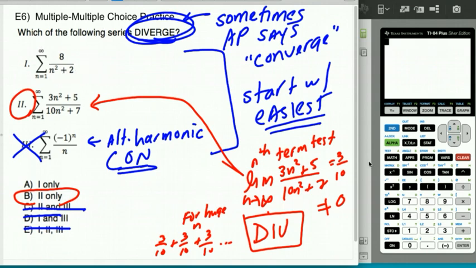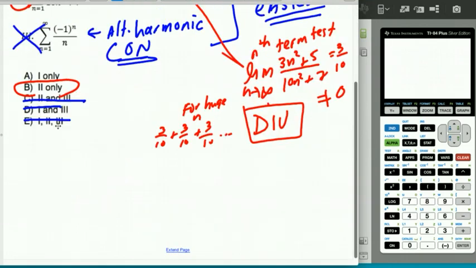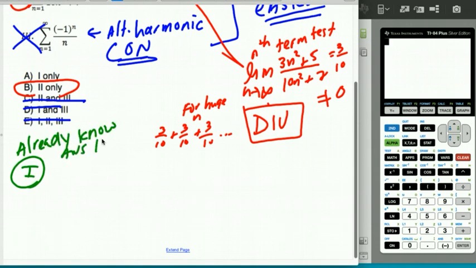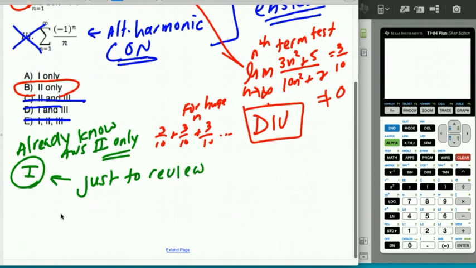But if you still wanted to figure out 1, I already know the answer is 2 only based on the order I did this. But just to review how we would do 1, if we were looking at this, I think it starts at 1 and goes to infinity, and I think it was 8 over n squared plus 2. 8 over n squared plus 2.